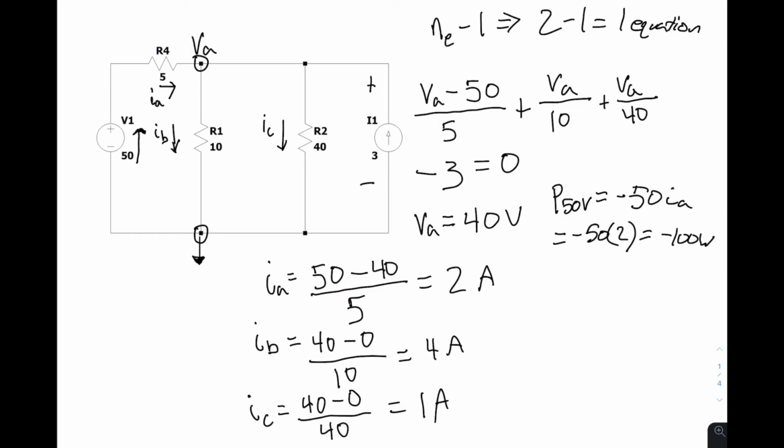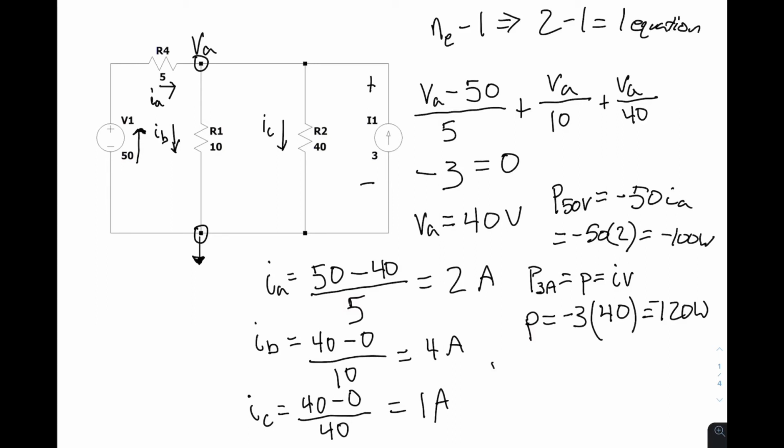Say we want to find the power associated with the 3 amp source. We know that P is equal to the current times the voltage. And we know, like we said before, the current is going on the voltage rise, not with the voltage drop. Therefore, you're going to have a negative convention. You're going to put P is equal to -3 times the voltage, which is 40 volts for VA, which equals -120 watts.